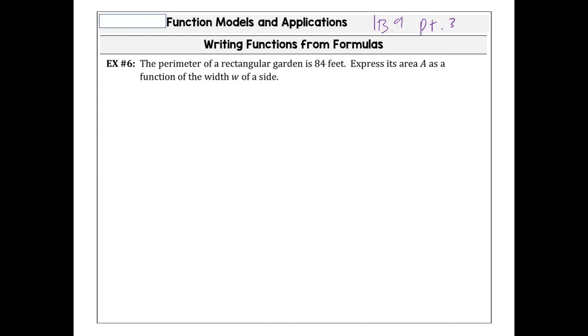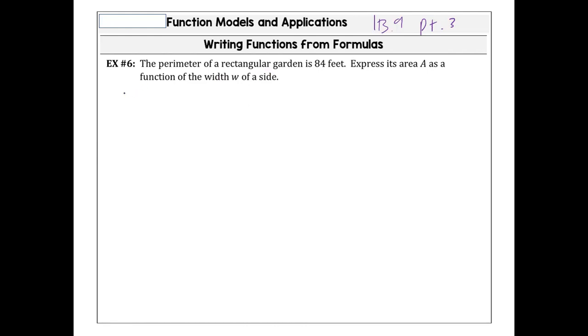The perimeter of a rectangular garden is 84 feet. Express its area A as a function of the width W of a side. So it's giving you enough information to create this. The first fact that you know is that your perimeter is 84 feet.